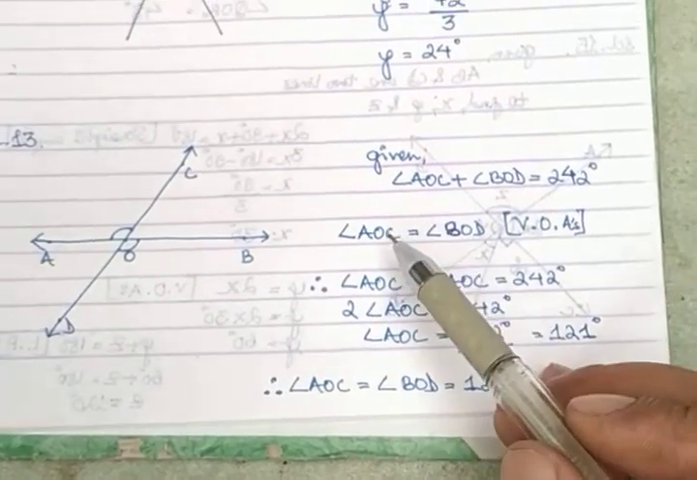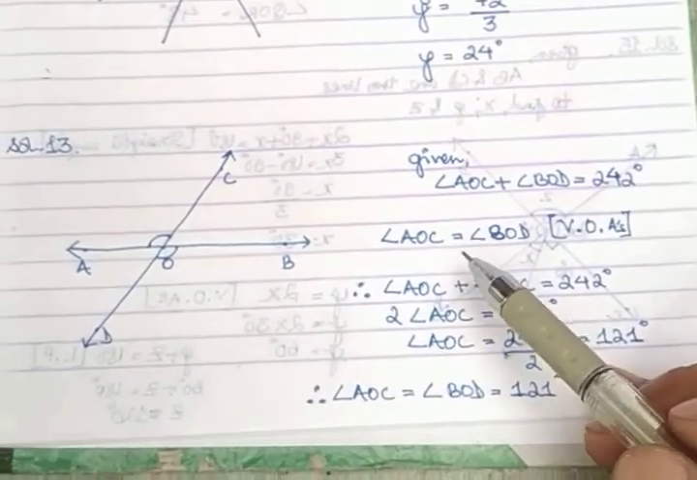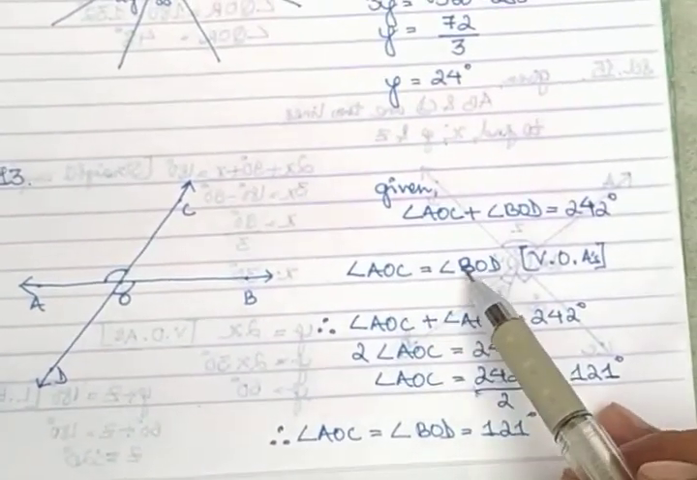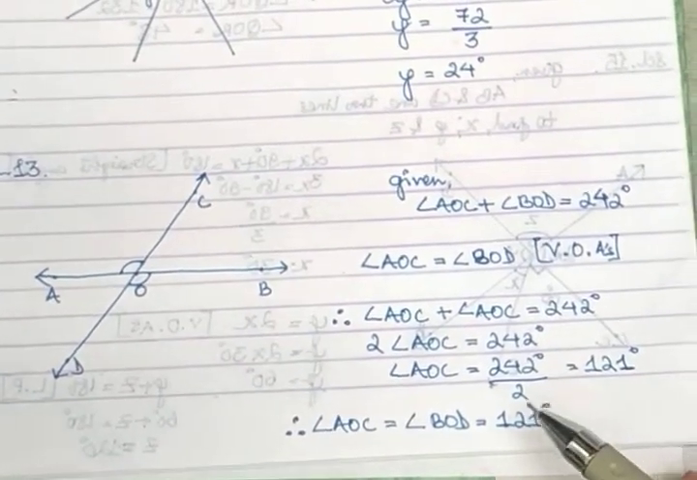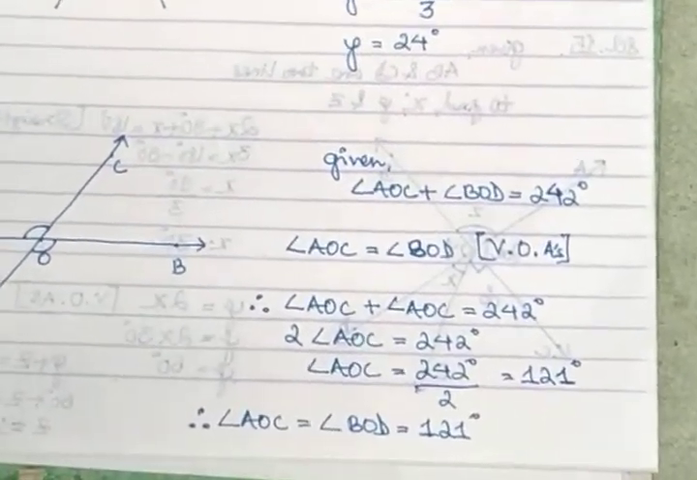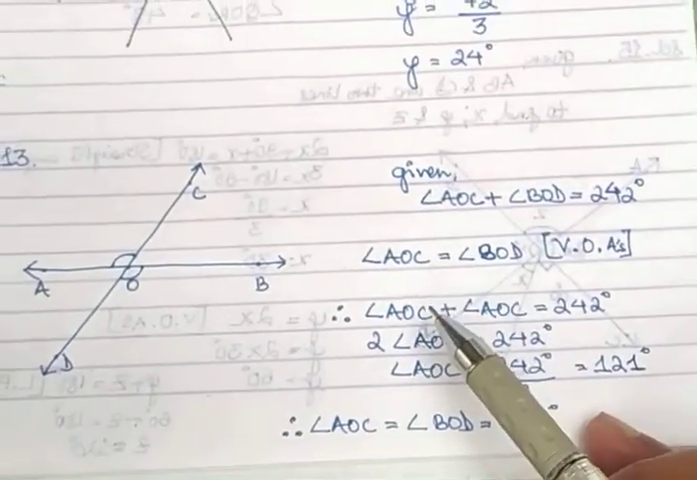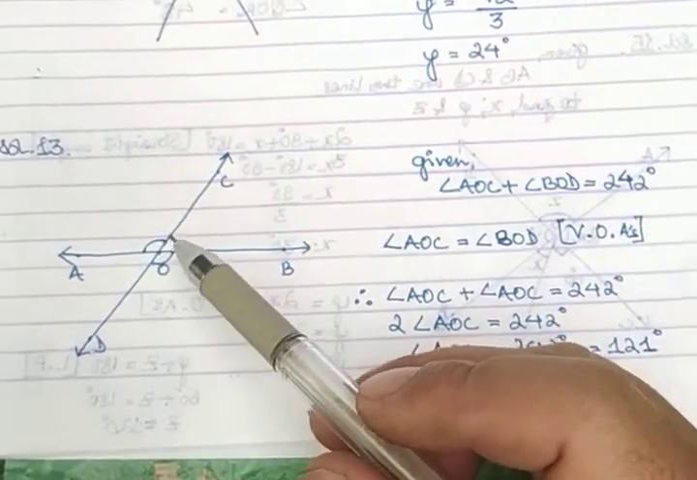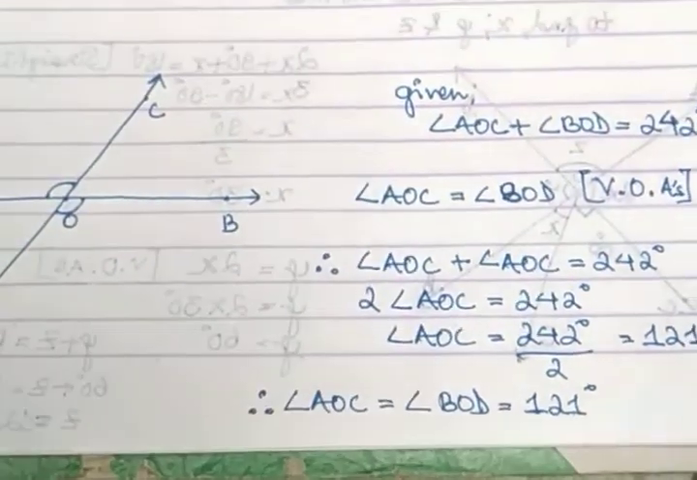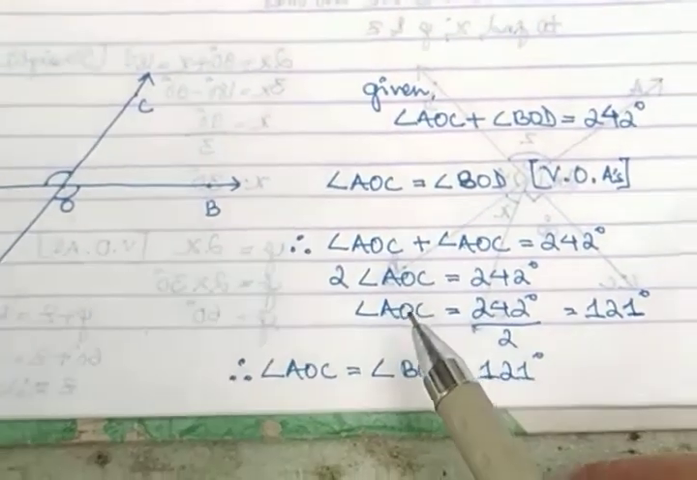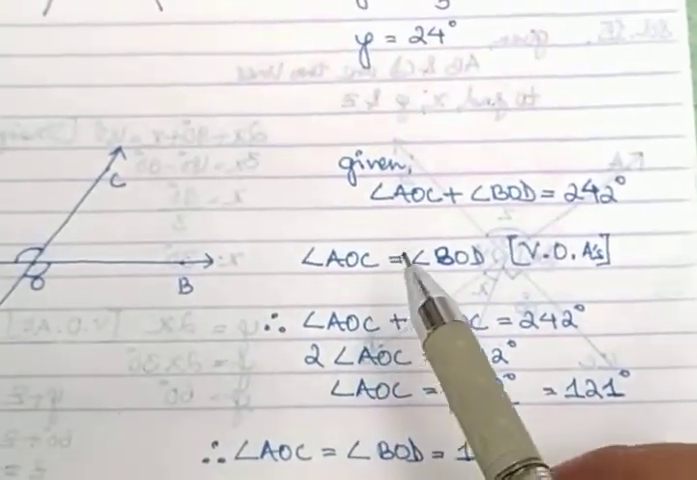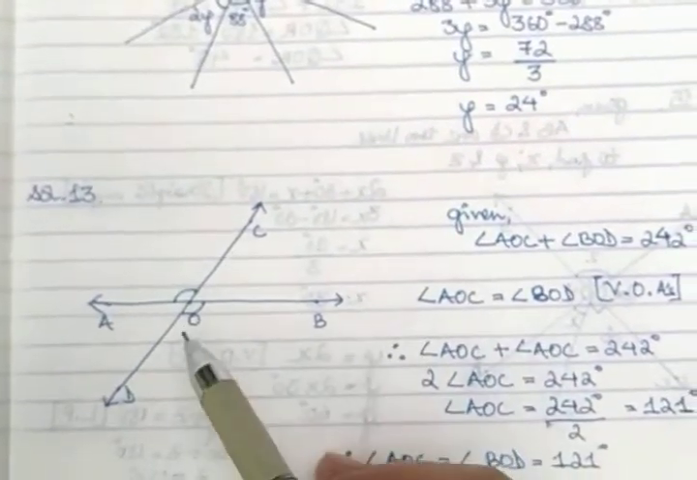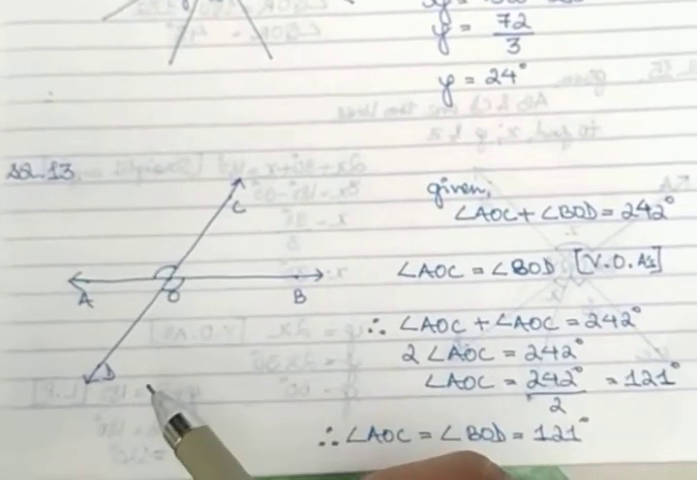Okay, and so while approaching the sum, what I have written here is angle AOC equals angle BOD, because they are vertically opposite angles. Okay, now what I know is angle AOC is equal to angle BOD, as I have already written. Angle AOC equals BOD because they are vertically opposite angles, isn't it?